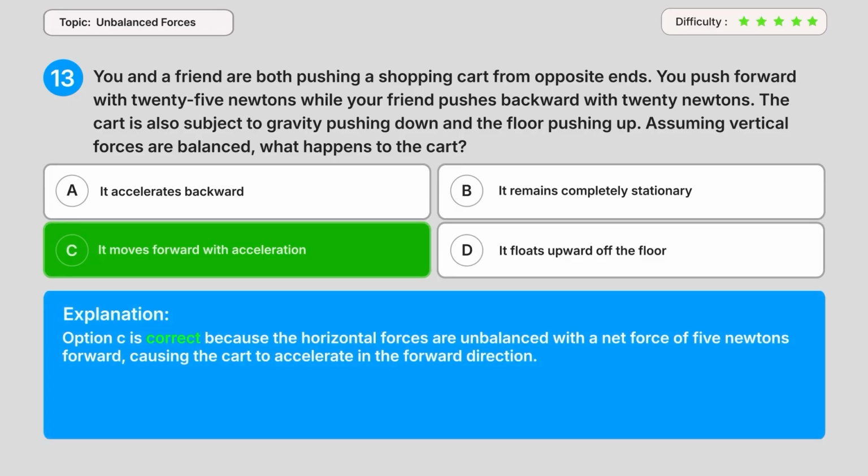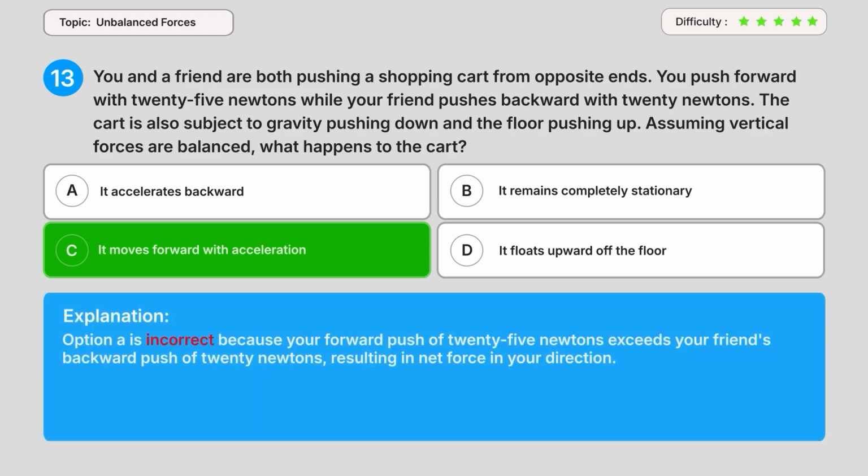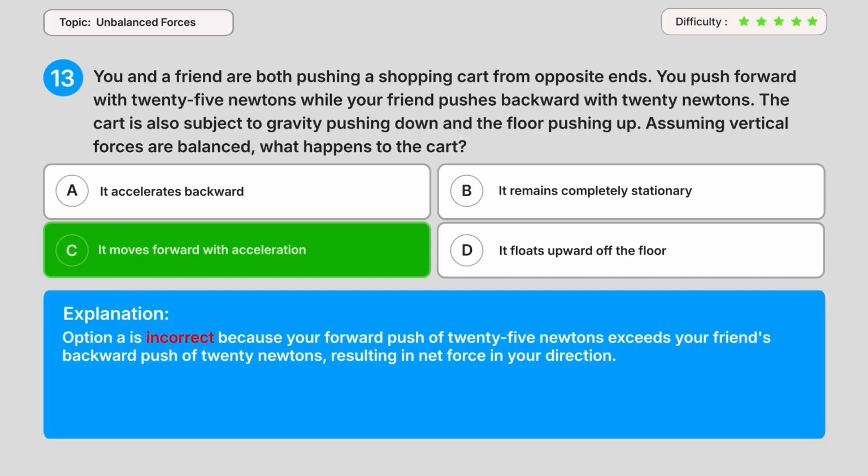Explanation: Option C is correct because the horizontal forces are unbalanced with a net force of 5 newtons forward, causing the cart to accelerate in the forward direction. Option A is incorrect because your forward push of 25 newtons exceeds your friend's backward push of 20 newtons, resulting in net force in your direction.